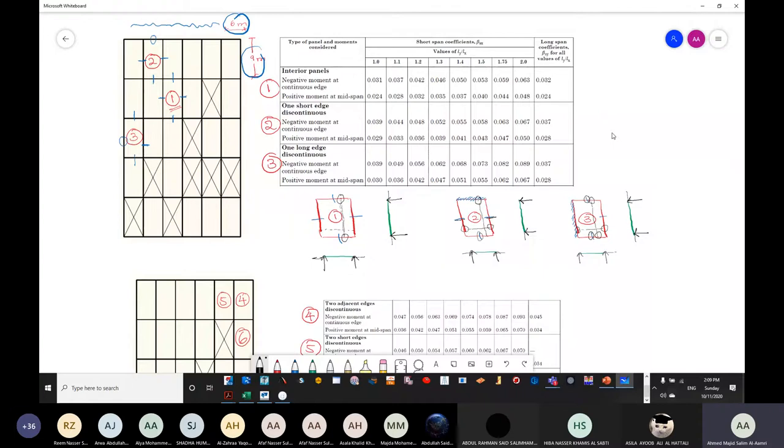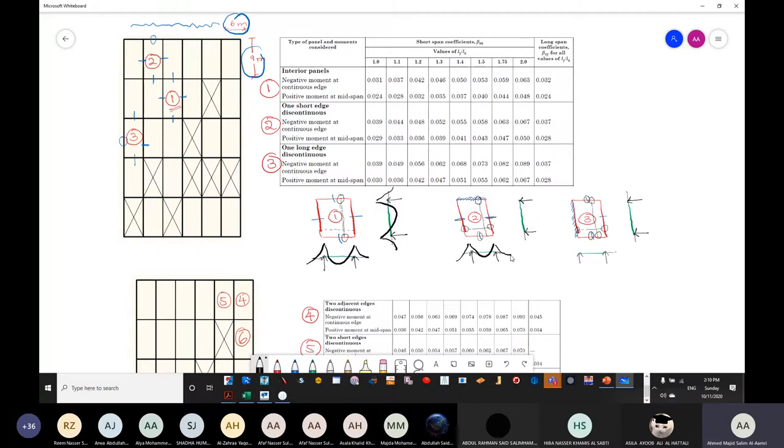We have already learned the basics of drawing. We said if it's continuous, then there will be a moment from one side or two sides. If it's discontinuous, then the moment is zero. So let us start with this case. It's continuous from both sides. So our bending moment diagram will go up, down, up, and then down. Same thing here. It goes up, down, up, and then down. This scenario, it goes up, down, up, and then down.